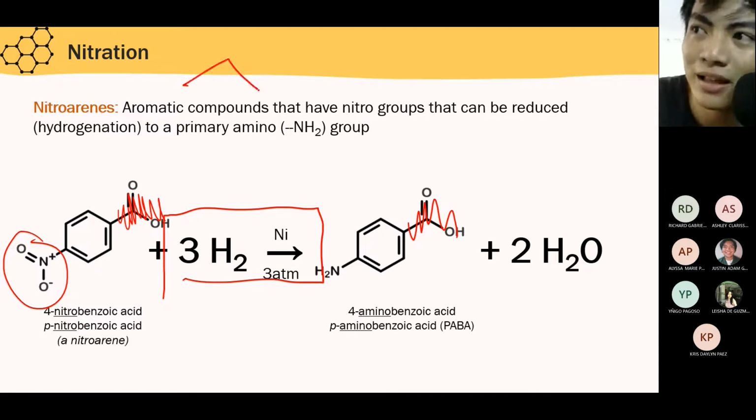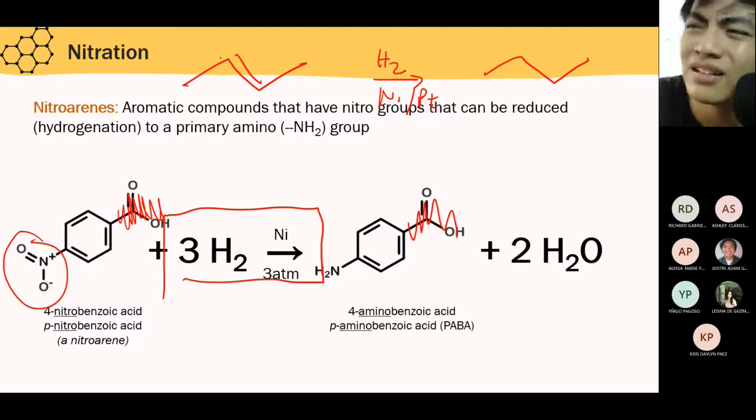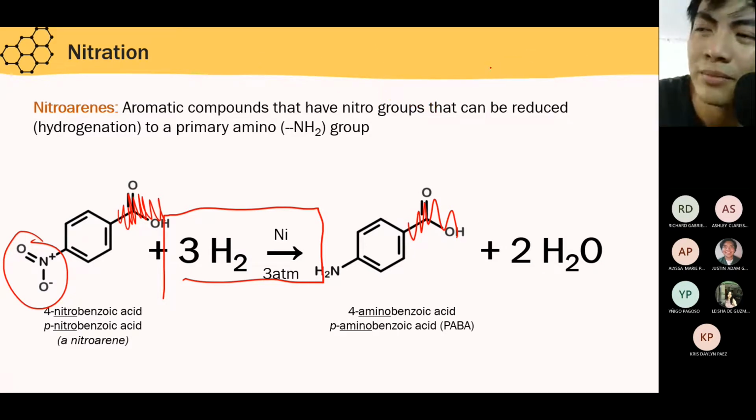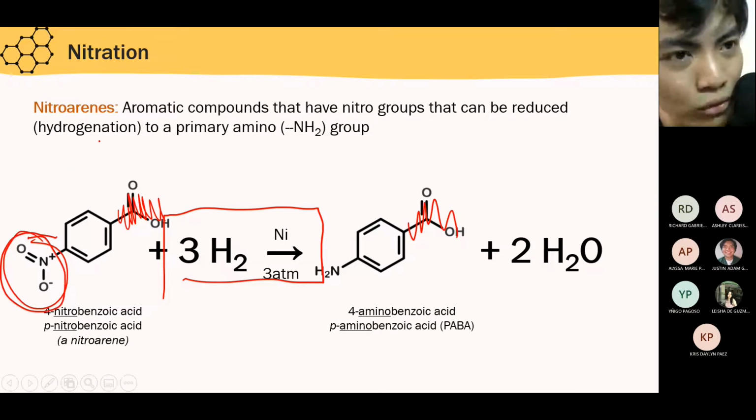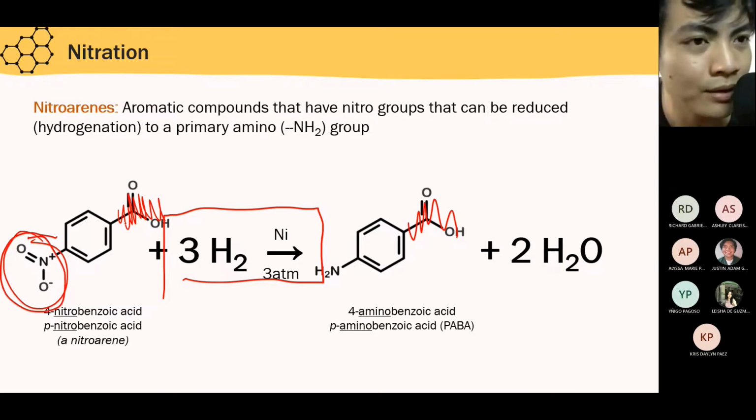Or alkyne. You know that when an alkene reacts with hydrogen gas in the presence of a catalyst, let's say nickel or platinum, it becomes an alkane. If you have an alkyne, same thing, it also becomes an alkane. However, for benzene derivatives, when you use hydrogen, only the nitro group gets reduced. The benzene ring does not change. It's unusual, right? It's not like an alkene that becomes an alkane. So it's still benzene after.